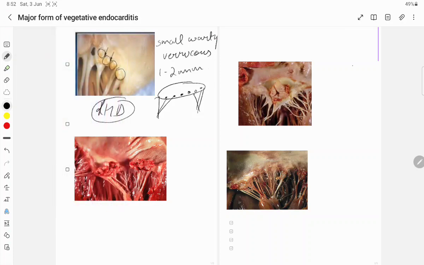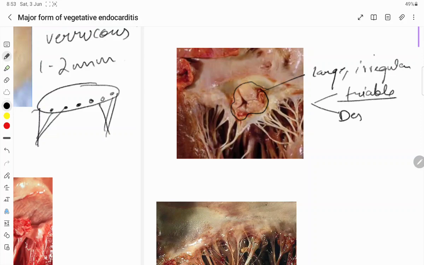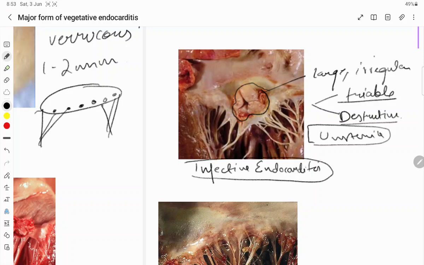The second vegetation we are going to talk about is this one. These appear large in size, they are irregular in shape, and they are friable. Not only are they friable, they are also destructive, meaning these vegetations cause a lot of destruction. And these are unsterile, meaning they have microorganisms in them. This is seen in infective endocarditis. Infective endocarditis shows these kinds of large friable vegetations.